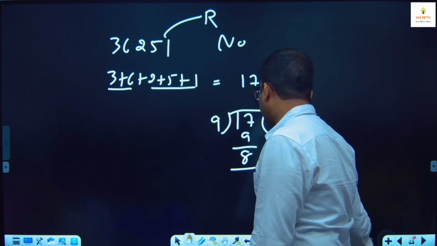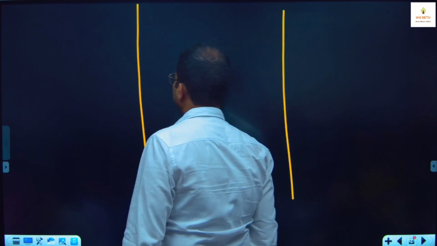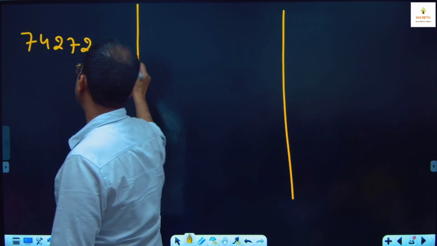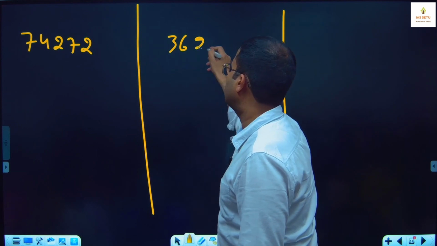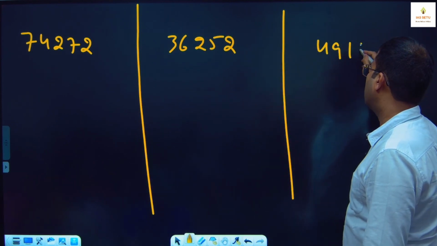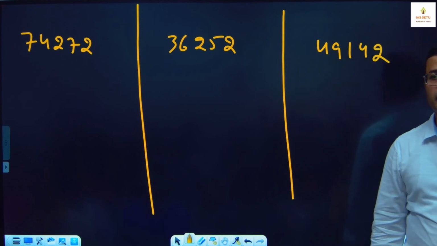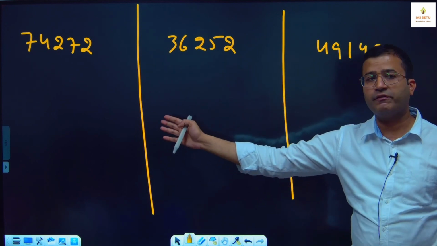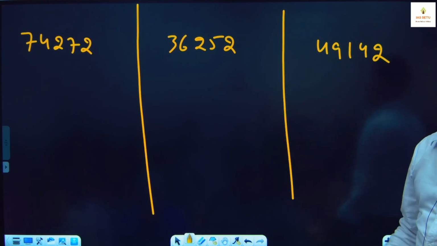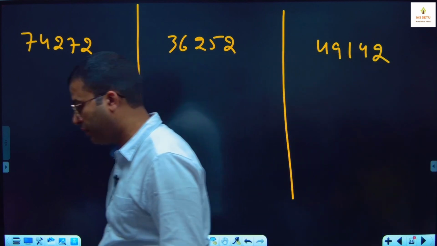I ask you 3 questions, try. 74,272, 36,252, 49,142. Check if each number is divisible by 9, yes or no. And you have to find the remainder also, if it is not divisible.